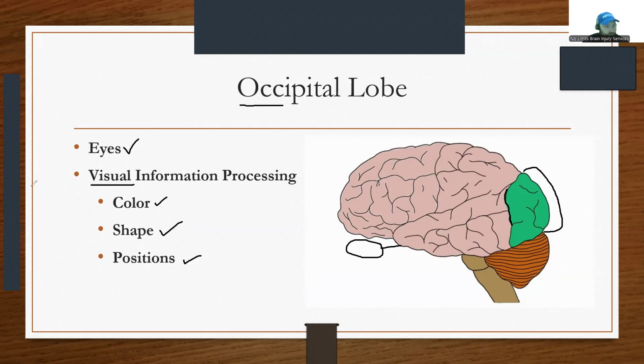So the occipital lobe does a lot with the eyes. And if you were to ask someone, would you rather go blind or would you rather go deaf? I'm pretty sure most people would say deaf, because your eyes are very important, even in day-to-day functioning. So that is the occipital lobe in a nutshell.